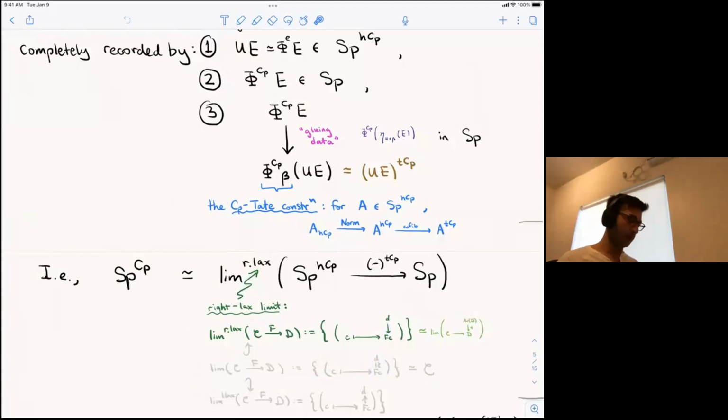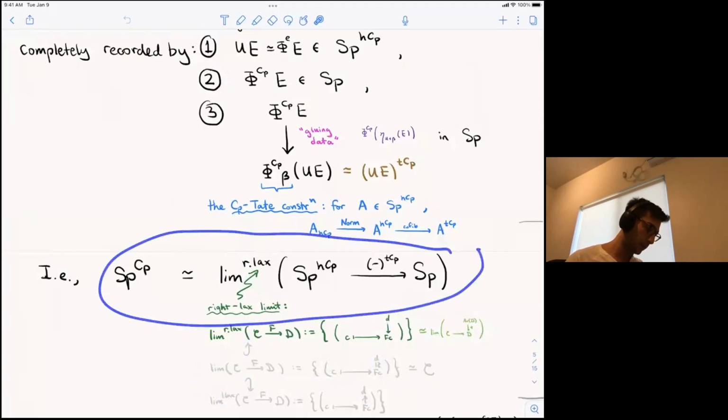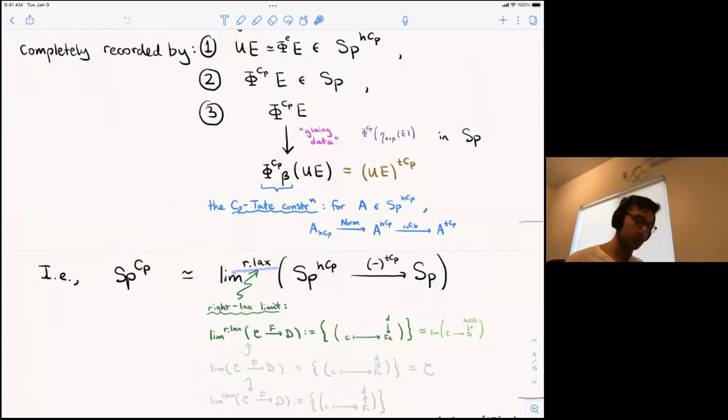And just to indicate what is the deal with the word right, I could have also put the word left here. And we would have almost the same thing, but now the morphism goes the other way. So the strict limit includes into the right lax and into the left lax limit. But the one that's relevant for us is the right lax limit. That's just what shows up in nature.